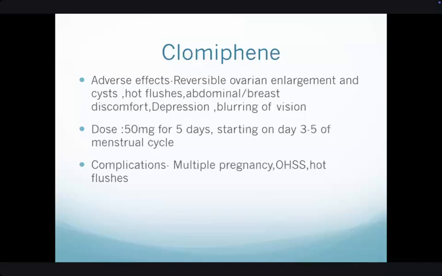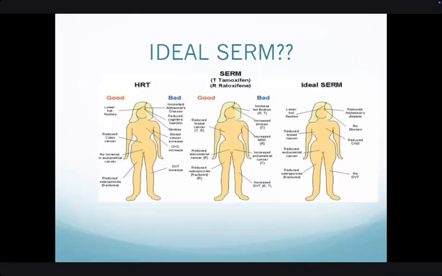The adverse effects include reversible ovarian enlargement and cysts, hot flashes, abdominal and breast discomfort, depression, and blurring of vision. The dose is 50 milligrams for 5 days, starting on day 3 to 5 of the menstrual cycle. Complications include multiple pregnancy, OHSS and hot flashes.